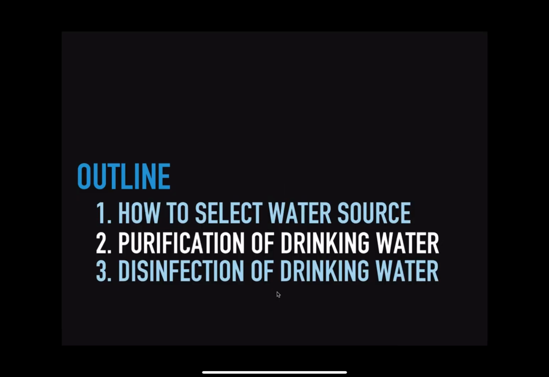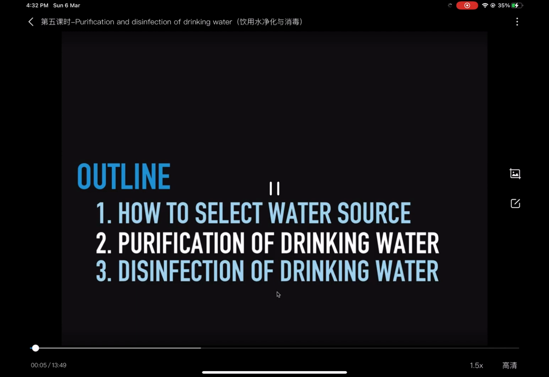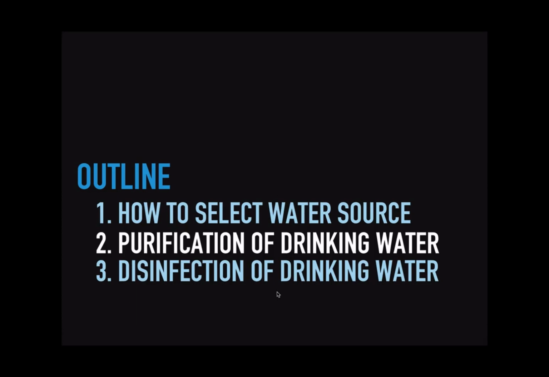So we have already known which water source should be selected as our drinking water source. But before the water from the water source comes to the pipe in our home, there are still processes that we need to do. First of all, it's the purification of drinking water.